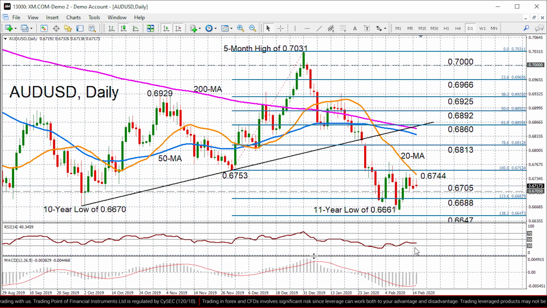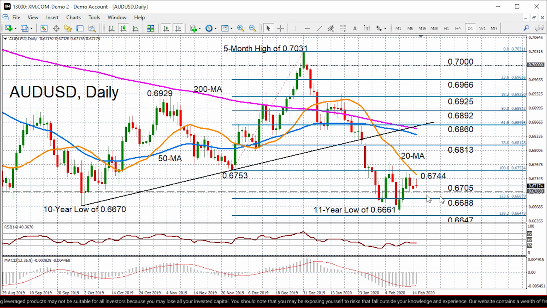Let's now turn to the Aussie dollar pair. It's fairly neutral in the short term. RSI has flatlined, though it is still below the 50 neutral level. The MACD has crossed above its red signal line, but it's still deep in negative territory. So there's still plenty of risks for further sell-offs in Aussie dollar.